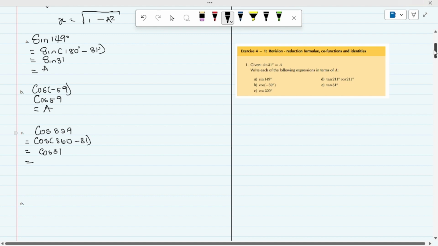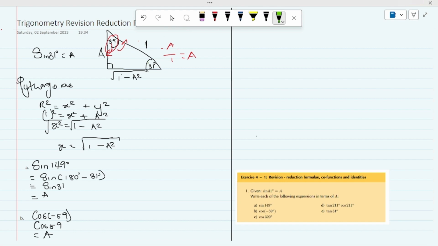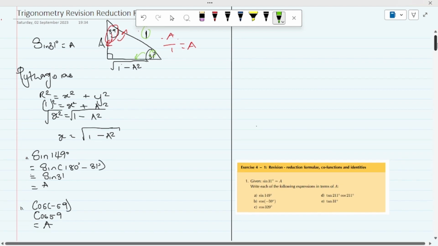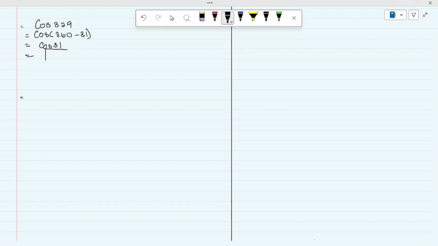So let's get back to our triangle. In this instance, cos of 31 degrees. So 31 degrees is adjacent to this side and opposite to 1. So it's going to be the square root of 1 minus a squared. So the answer is the square root of 1 minus a squared.